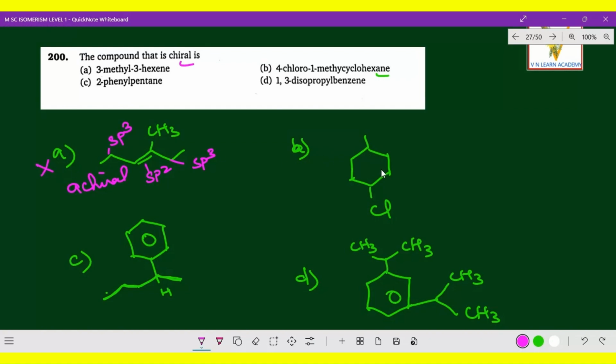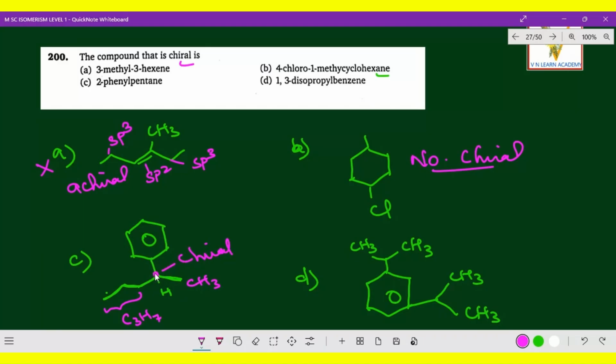Here also you cannot find any chiral center. Chiral means 4 different groups or atoms should be available, so you cannot find any chiral center here. And the next one, here 1, 2, 3. So C3H7 is there, whereas this side CH3 is there, this side hydrogen, and this side benzene. So this is actually chiral.